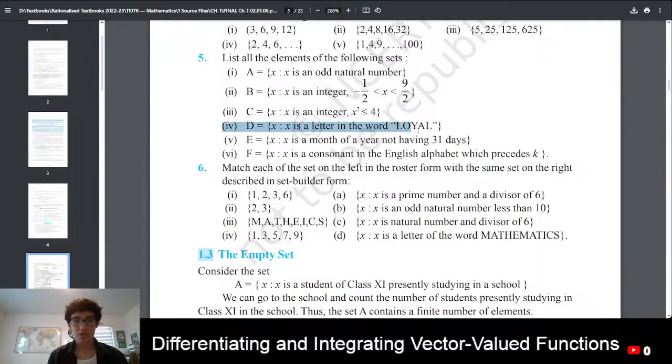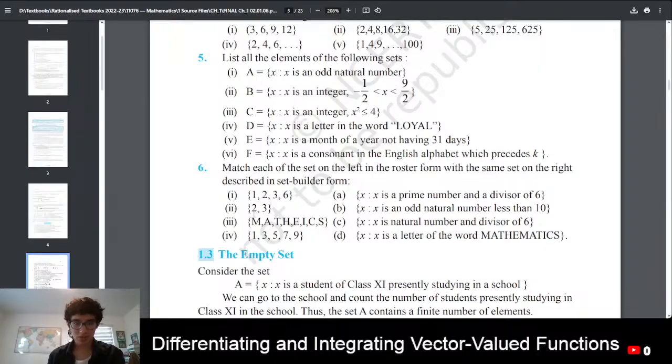Okay, list all the elements. What would you have? You'd have Loya. You don't need to write L twice again because loyal has L twice. You only need it once. X is a consonant in the English alphabet which precedes K. So you'd have B, C, D, F, G, H, J, right? So logical and simple enough.